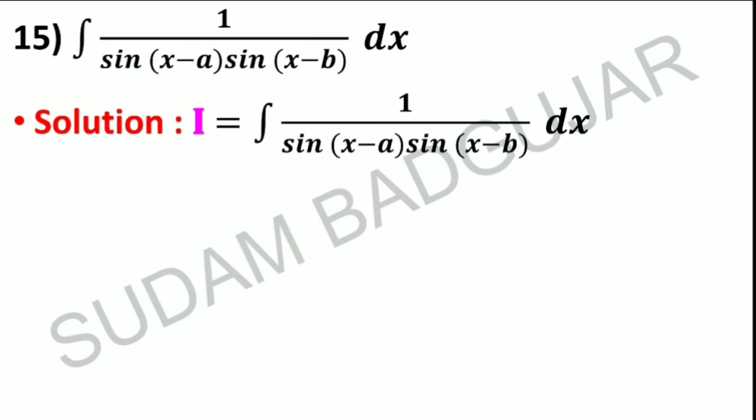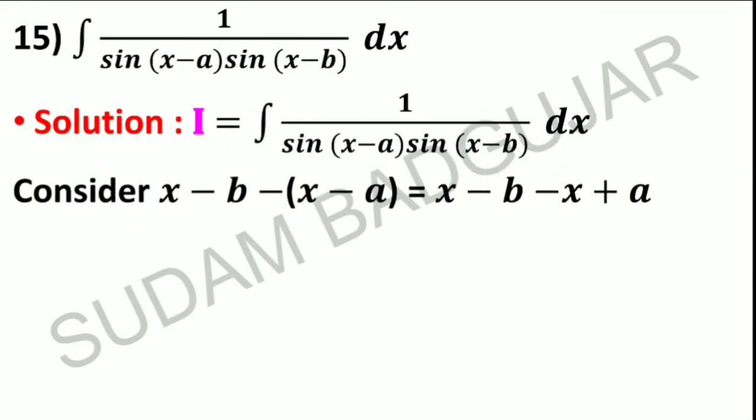Now you have to observe the denominator angle, sine of x minus a and into sine of x minus b. So consider the second angle. What is the second angle here? The second angle is x minus b minus the first angle. You must remember this step. Consider x minus b, the second angle, minus the first angle, x minus a. You have to open this bracket, that is x minus b minus x plus a. Now x gets cancelled, that is a minus b.